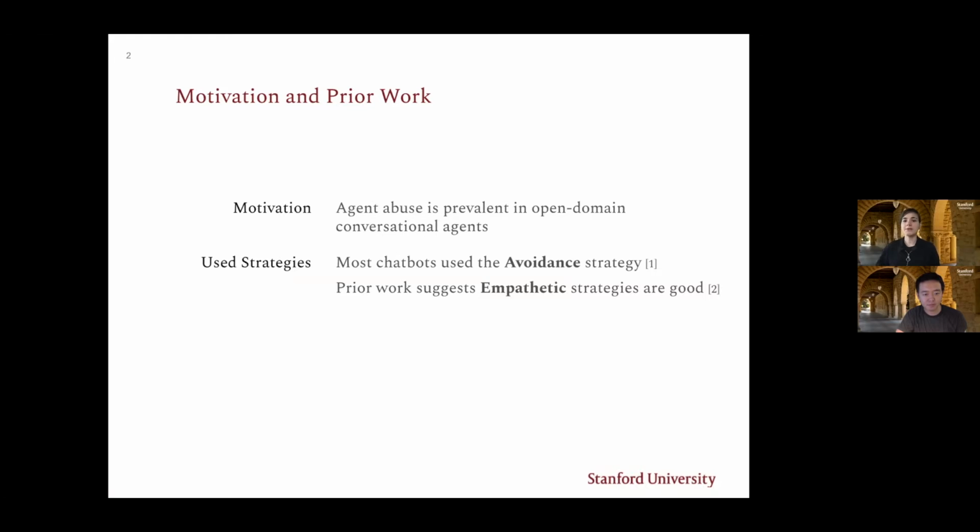It is shown that empathetic responses are good at reducing repeat offenses. In this type of response, the agent acknowledges the user's frustration. An example of this is, "I understand why you said that. I'm sorry to disappoint, but I can't talk about that."